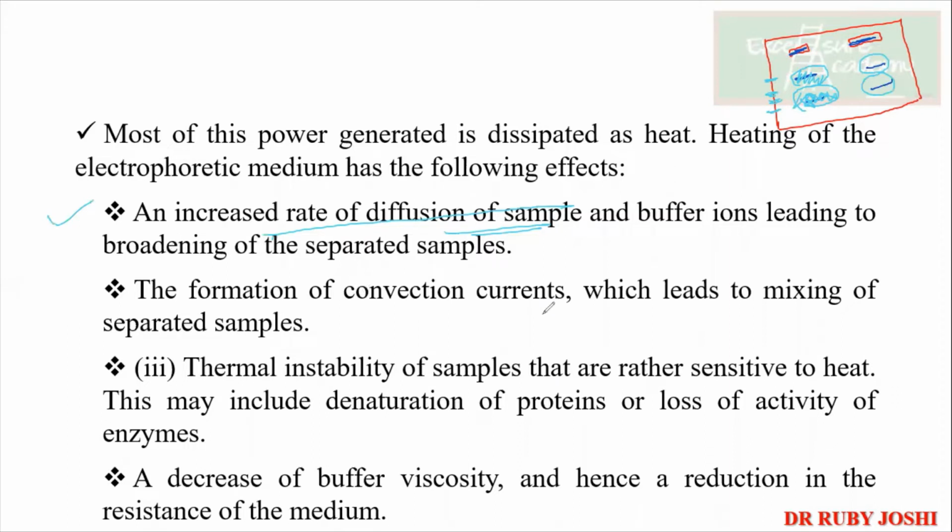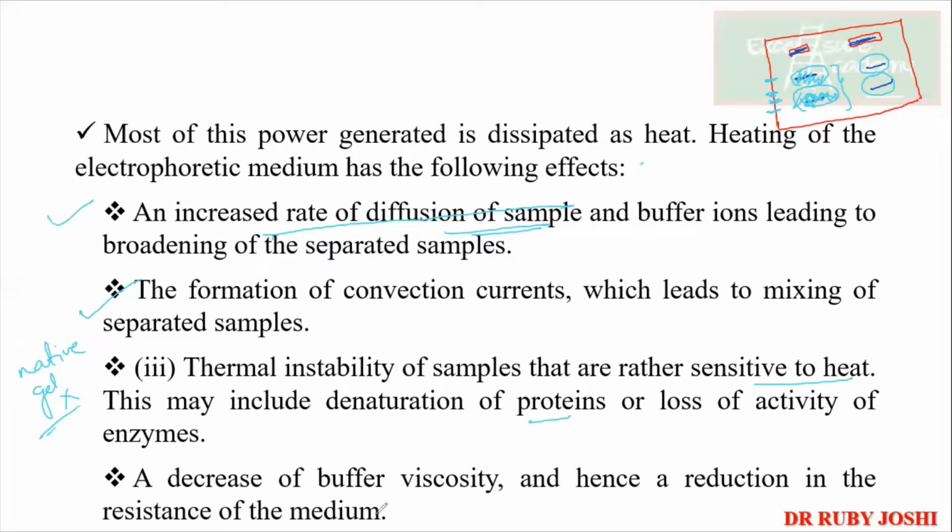Then formation of convection currents, which leads to mixing of the separated samples. So this eventually will result in the mixing of the samples. Then thermal instability of the samples, if they are sensitive to heat. Usually they are not, because DNA is stable, and in the case of proteins we always go for the denatured protein sample only. So there will not be much effect unless you are working on native gel, native PAGE, in which you are going to use the functional proteins or the structural functional proteins.